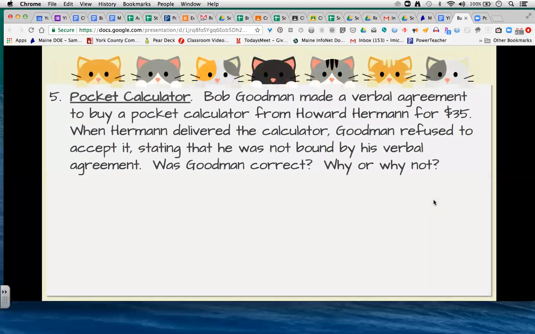Question number 5, pocket calculator. Bob Goodman made a verbal agreement to buy a pocket calculator from Howard Herman for $35. When Herman delivered the calculator, Goodman refused to accept it, stating that he was not bound by his verbal agreement. Was Goodman correct? Why or why not? Please place your answer on your sheet now.